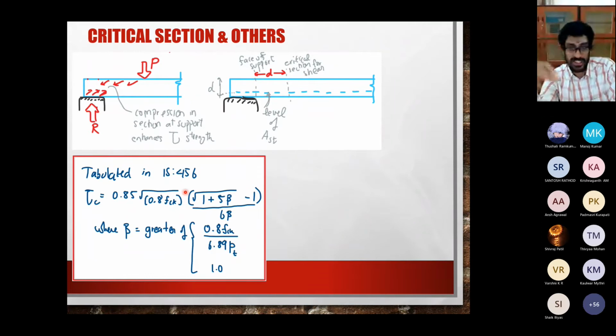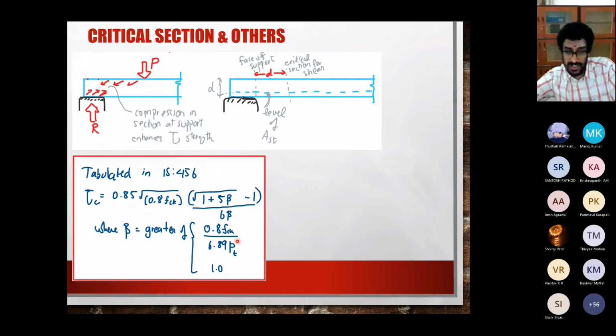Okay, so combining all these three, IS 456 gives you a table where, depending on the percentage of steel and depending on the grade of concrete, you can find out how much is the resistance to shear for a given concrete beam which does not have shear reinforcement. Okay, a beam which does not have stirrups. Can the beam take any bit of shear?